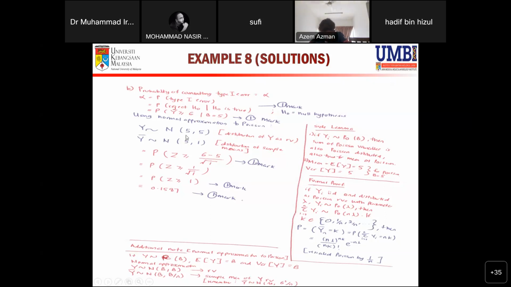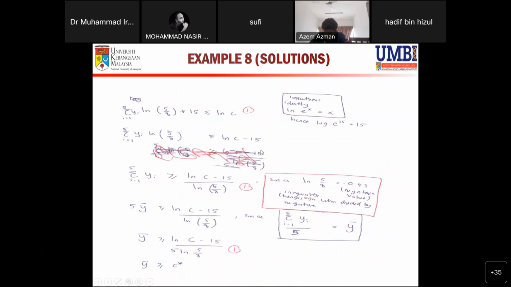So we assume that the normal approximation for the y has a mean parameter of 5 and a variance of 5. In this case, we assume the distribution of y as the random variable. But we are not interested in the y. We are interested in making the inference in terms of the sample mean, y bar, because our data are summarized by the y bar, when we want to conclude whether to reject or retain the null hypothesis, or when we try to find the critical regions.